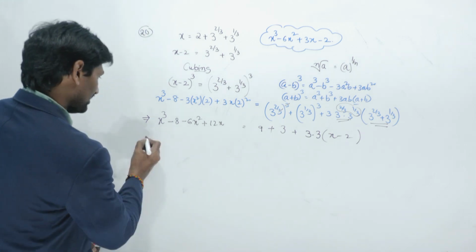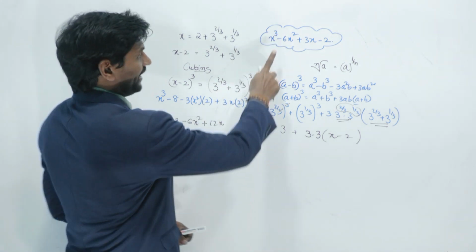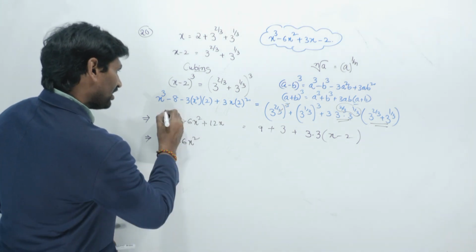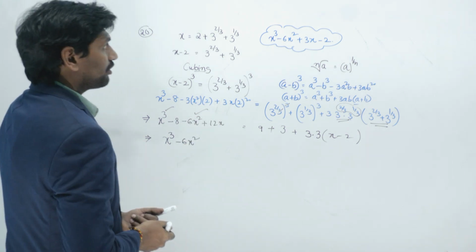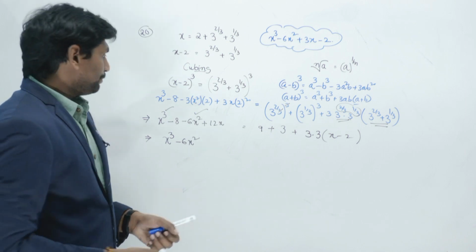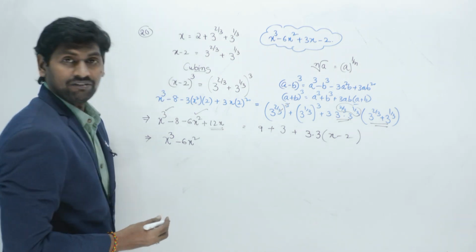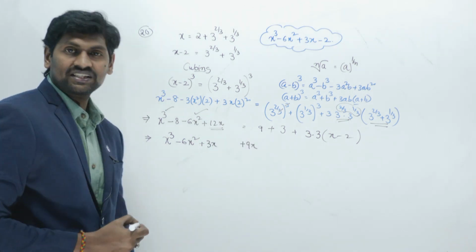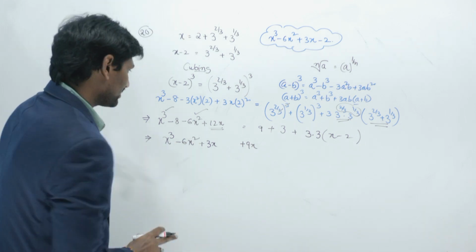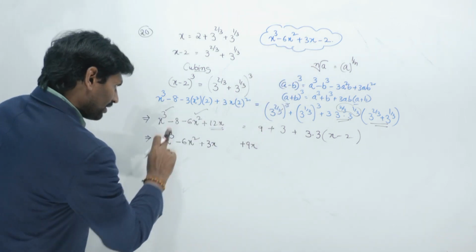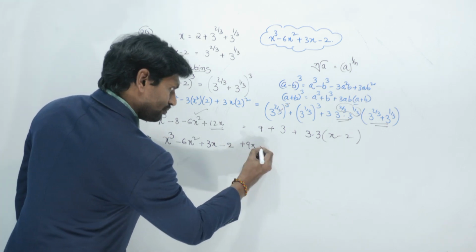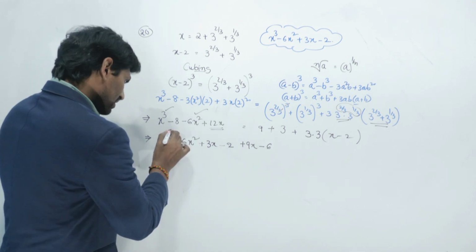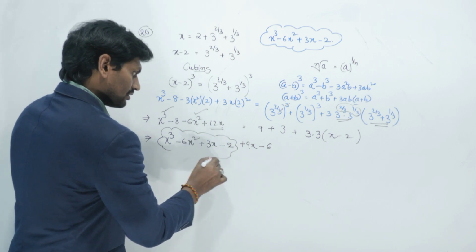And in the place of this, I can write x minus 2. Let us see this. But what we need according to the problem is x cube minus 6x square. Yes, I have x cube minus 6x square available from the first term and third term. And what I need is plus 3x minus 2. From that 12x, I am writing this 12x as 3x plus 9x. 3x plus 9x is 12x, right? And what I need is minus 2. So from this minus 8, I can write minus 2 minus 6, which is nothing but minus 8. I want this answer.